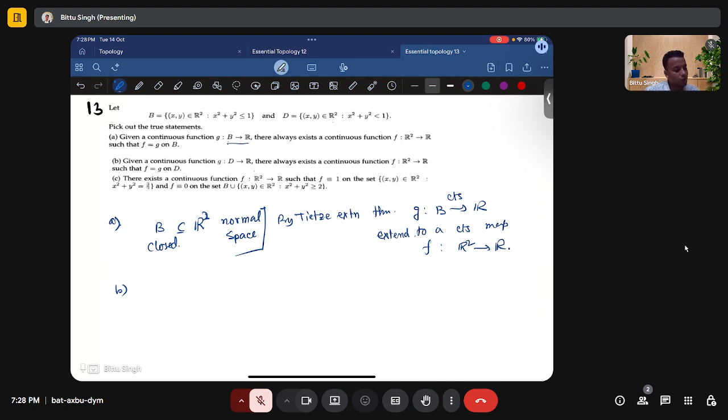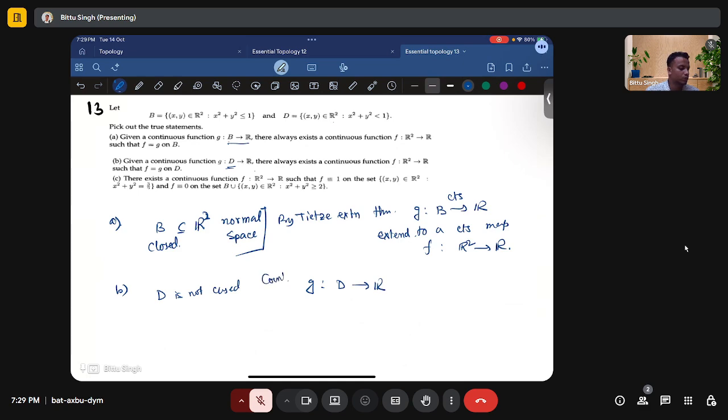So this is not true. Why? Because we here note that for B we cannot use Tietze extension theorem, because in this case D is not closed, D is open. D is not closed, so we cannot use this extension theorem. But we can explicitly construct a function which cannot be extended further. So G maps D to R.